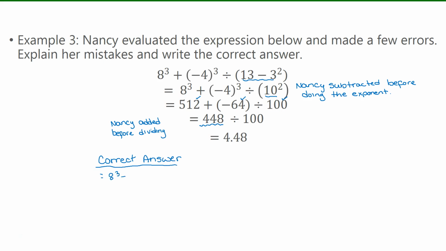So we need to start by doing the exponent in the brackets. 3 squared is 9. Then we need to subtract. 13 take away 9 is 4. Now we'll do our exponents. That's 512, and that's negative 64. Now we need to divide before we add. So now negative 64 divided by 4 is negative 16. And then adding that to 512, I get 496.